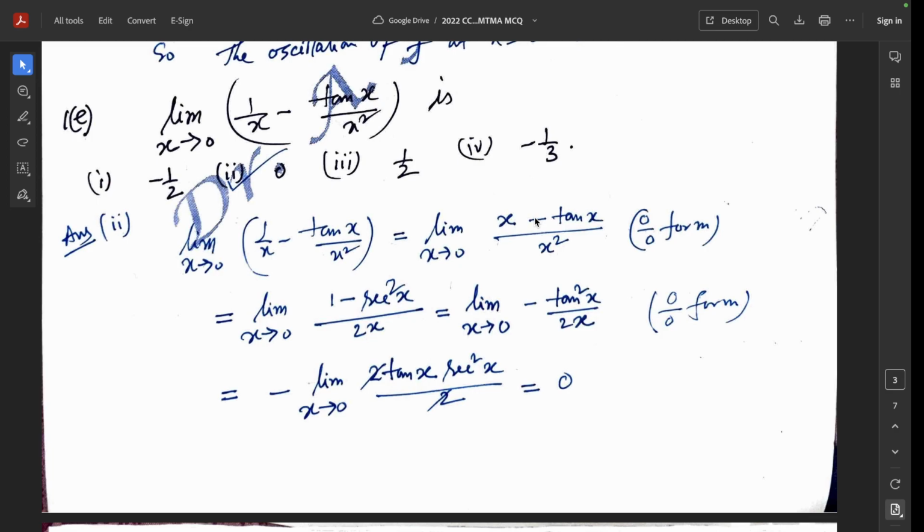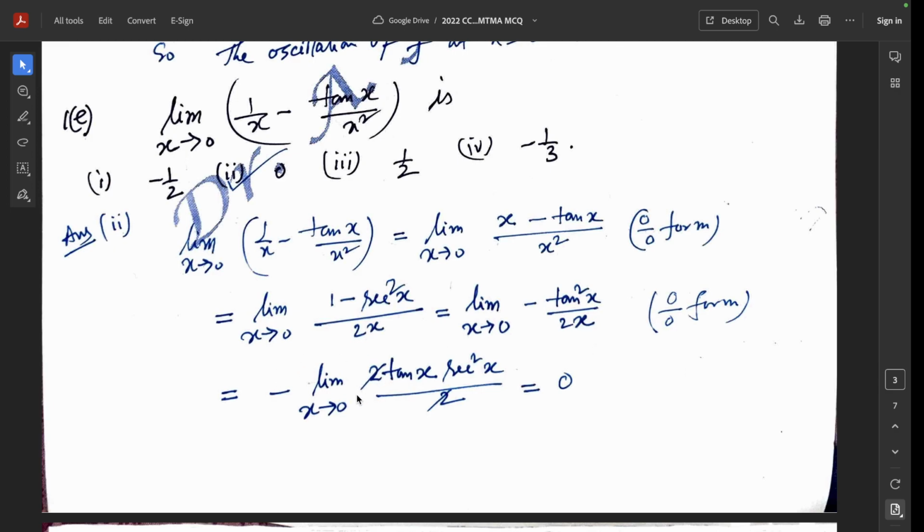Here we can write limit x tends to 0 of (x minus tan x) by x square, that is 0 by 0 form. So differentiate numerator and denominator with respect to x. We get (1 minus sec square x) by 2x, that is equal to limit x tends to 0 of (minus tan square x) by 2x. Again 0 by 0 form.